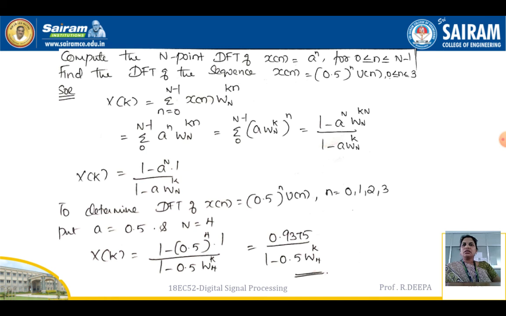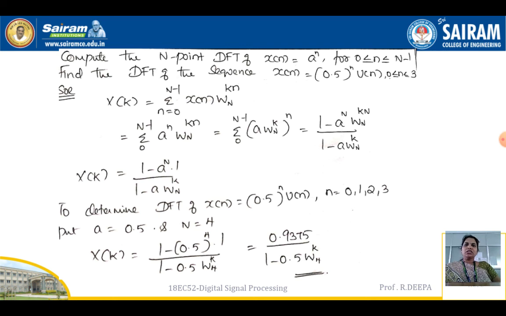So later we are going to calculate what is the DFT of x of n, which is given as 0.5 power of n u of n. So instead of a you put 0.5 and the given value of capital N is 4. Why? Because small n ranges from 0 to 3. From that you can calculate what is capital N. So just substitute a is equal to 0.5 and capital N is equal to 4 in the above expression. We will be getting what is x of k.